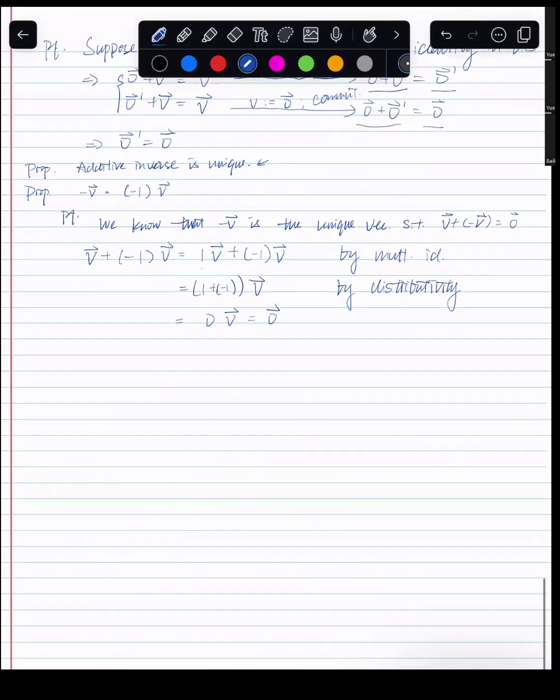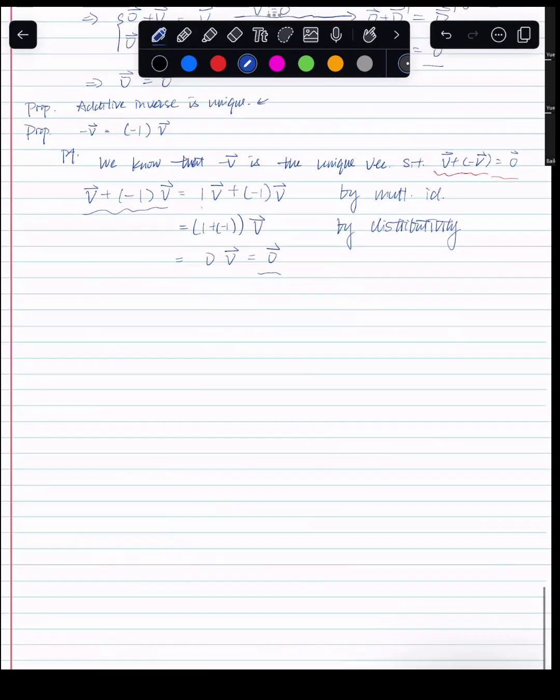From here we know that v plus -1 multiplied by v also equals 0. And we know that this additive inverse should be unique. So therefore, we know that this additive inverse equals -1 multiplied by v by uniqueness of additive inverse.